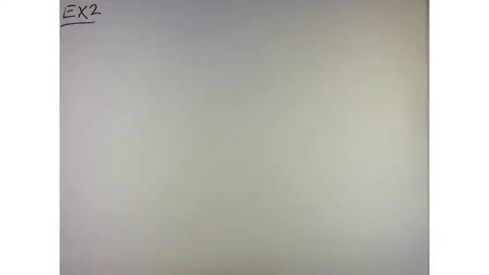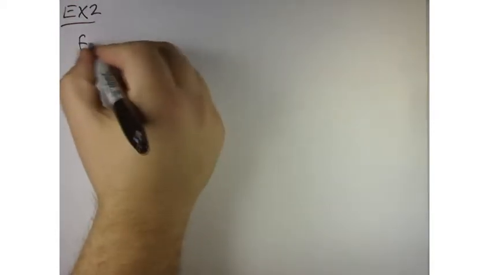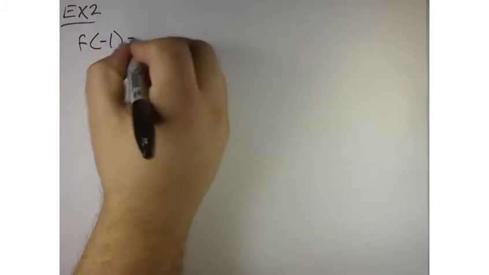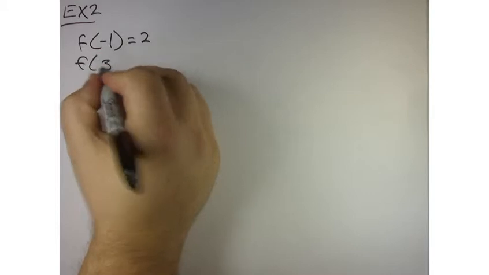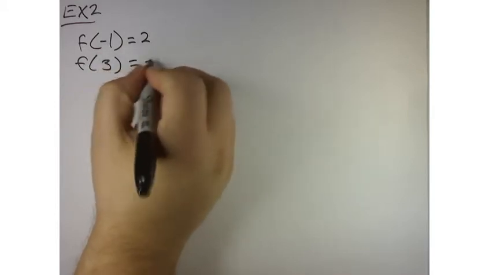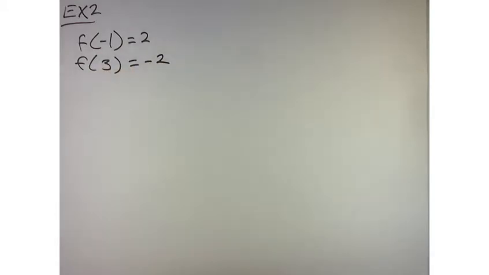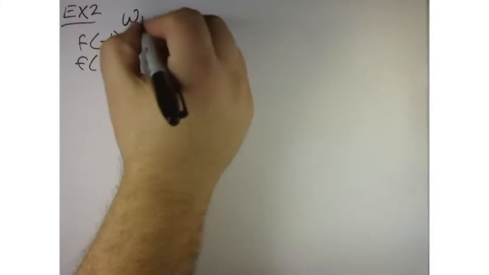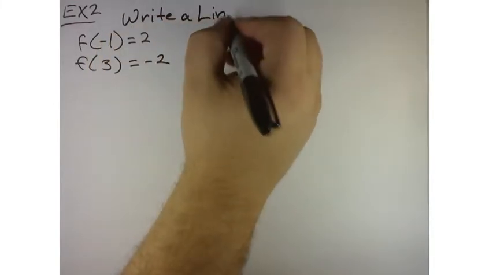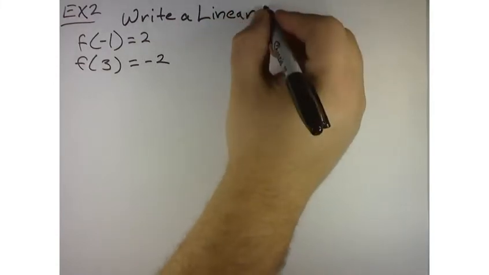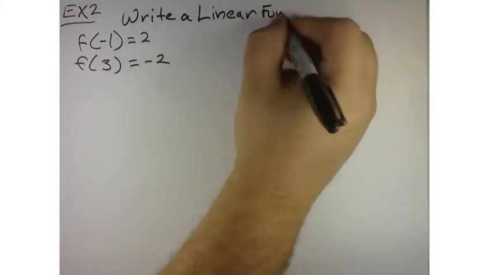Example number 2. It says write an equation for a function such that f of -1 is equal to 2 and f of 3 is equal to -2. And we're asked to write a linear function. Now you guys already know how to do this, it's just you probably haven't seen it written this way before.